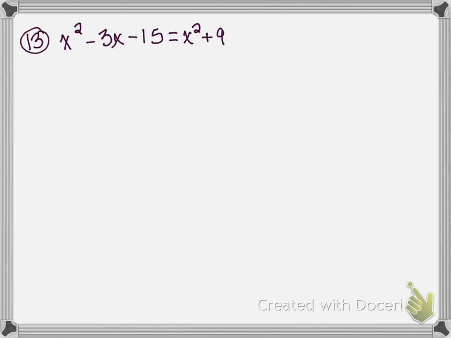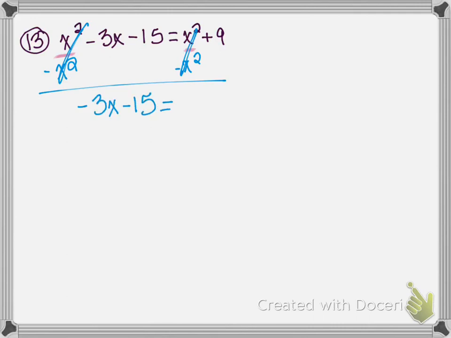So our next one, we have x squared minus 3x minus 15 equals x squared plus 9. The first thing that I want to do, because I've got x squared, is set it equal to 0. The way that I start setting it equal to 0 is I subtract that x squared from both sides, because I am trying to get it equal to 0. When I subtract x squared from both sides, my x squares cancel out. They're gone. So at that point, I am left with negative 3x minus 15 equals 9.